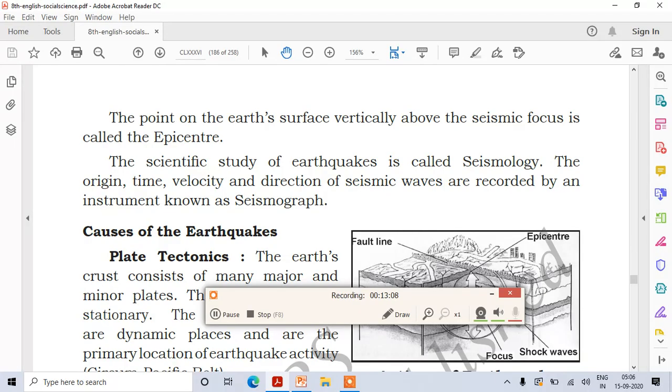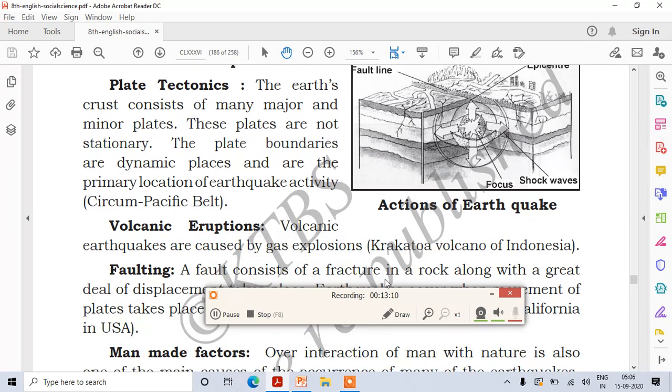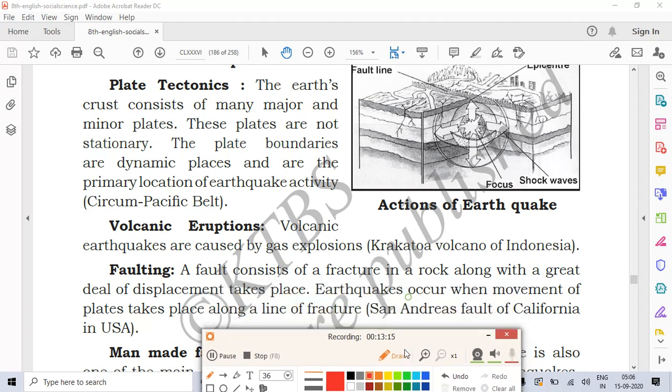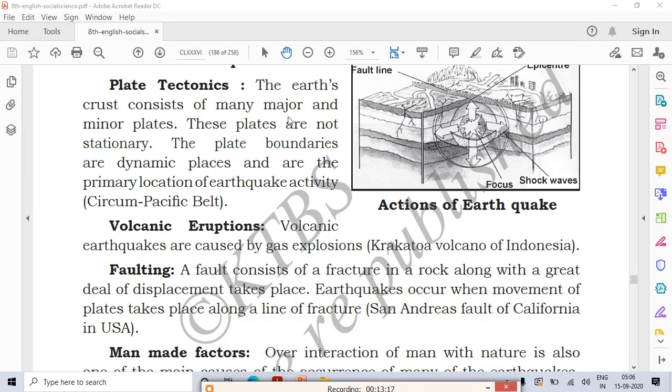Now we'll read about the causes of the earthquake. The first cause is plate tectonics. So what is plate tectonics? The earth crust consists of many major and minor plates. Means in the earth crust, many major, big, and minor, small plates are present. These plates are dynamic and are the primary location of earthquake activity.